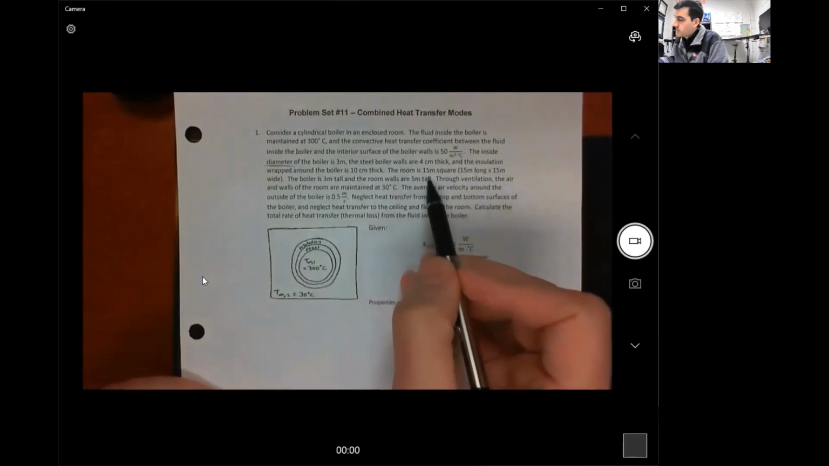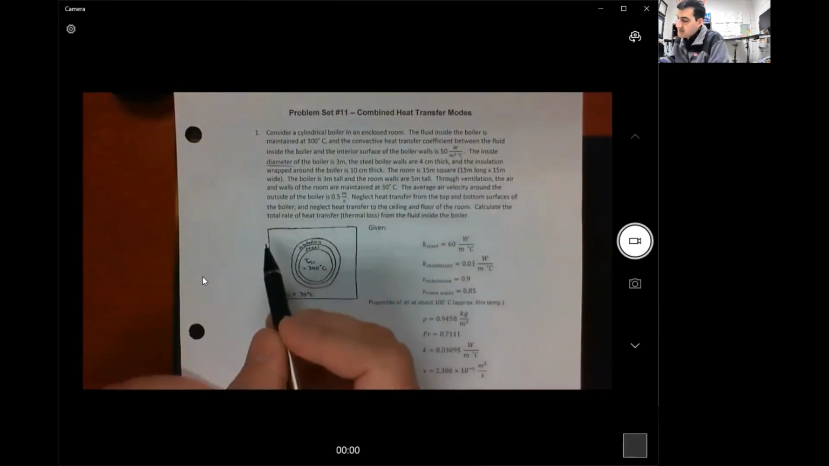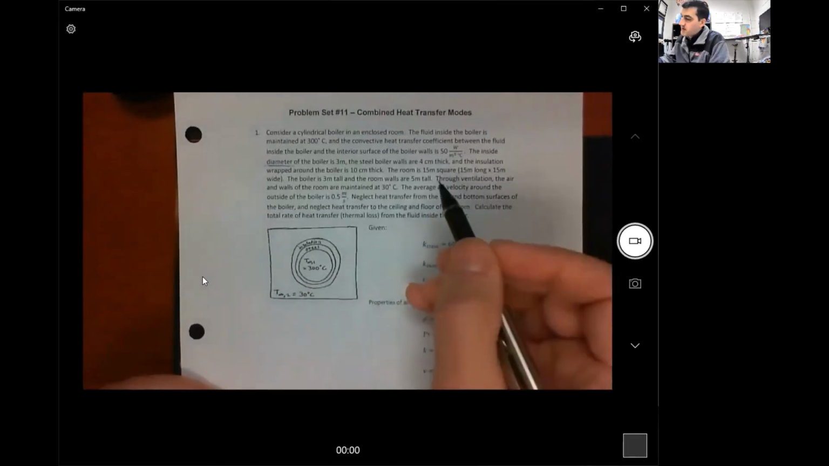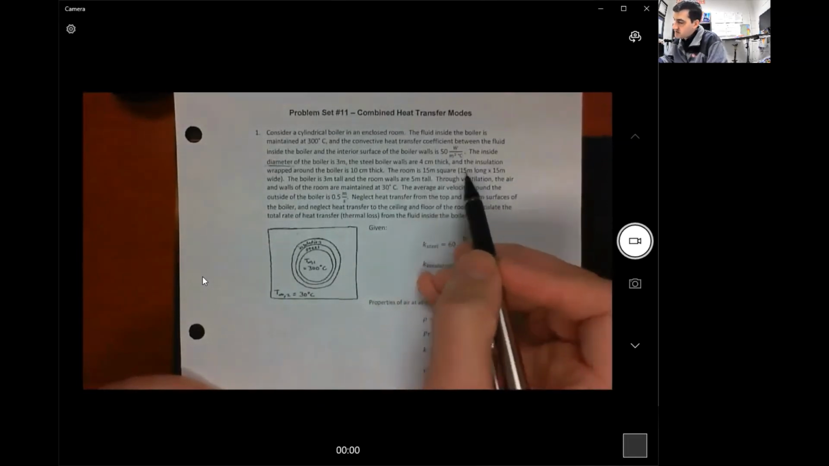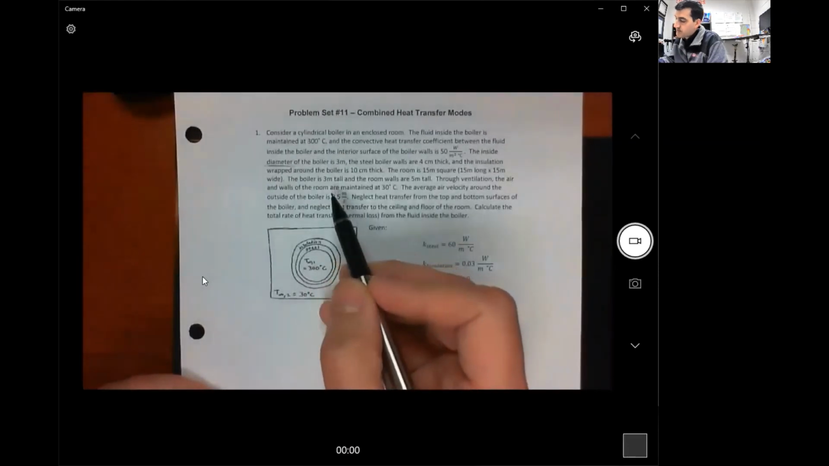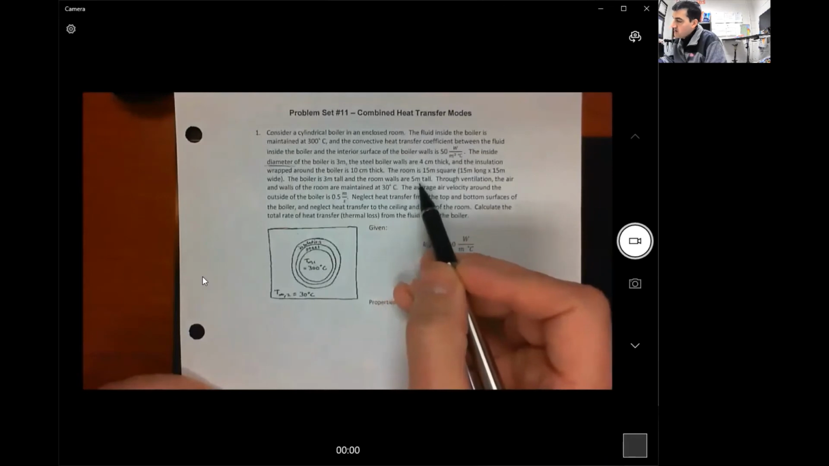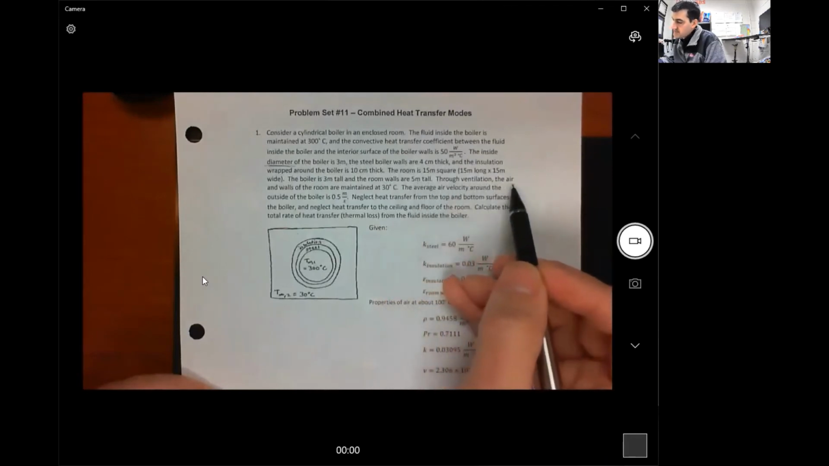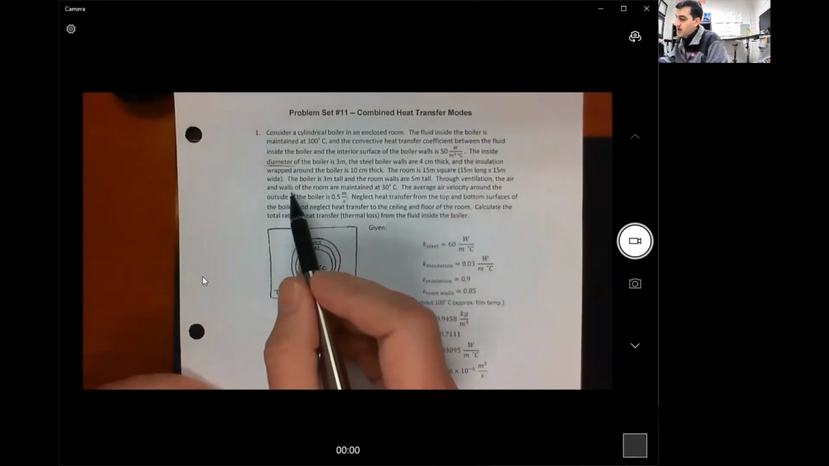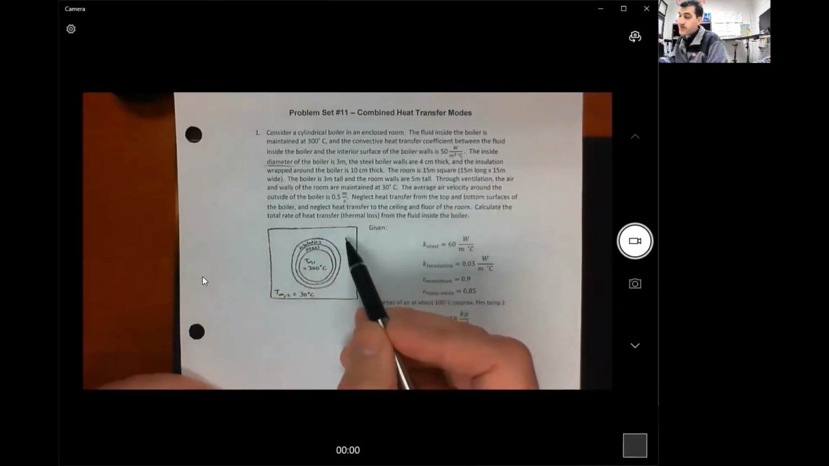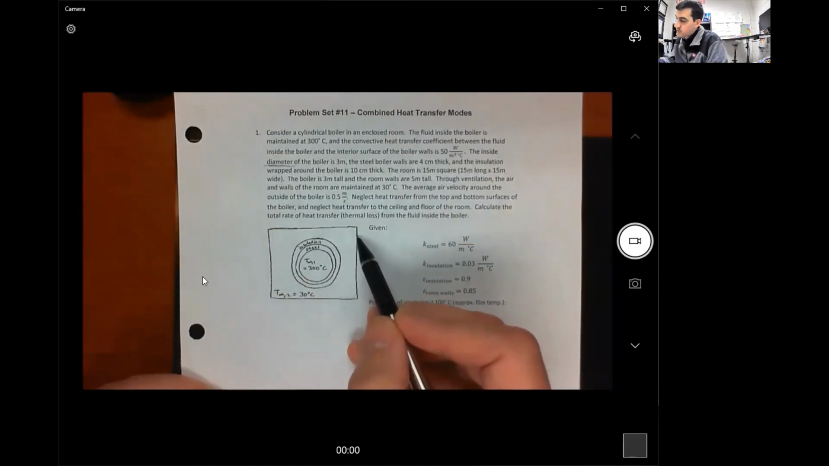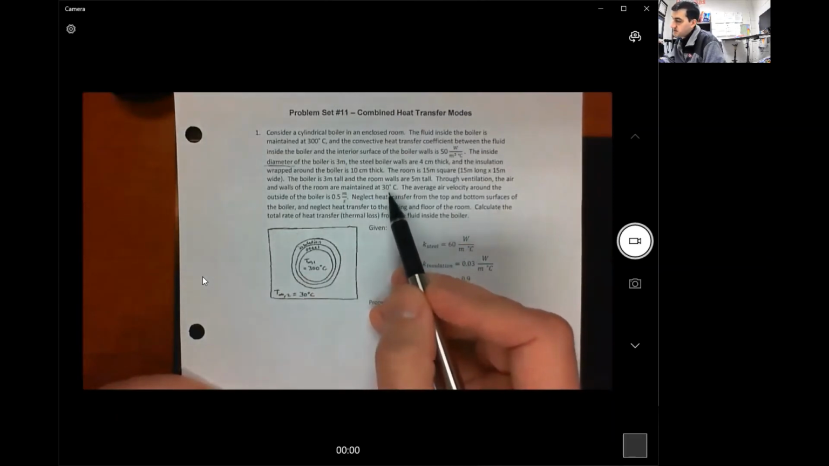And we're told the room is 15 meters square. That means it's 15 meters by 15 meters. So the room is a square with a wall length being 15 meters. And the boiler is 3 meters tall. The room walls are 5 meters tall. And we're told that there is ventilation, and the air and the walls of the room are both at 30 degrees Celsius. So the bulk fluid temperature of the air in here is 30 degrees Celsius, and the temperature of the walls is 30 degrees Celsius.